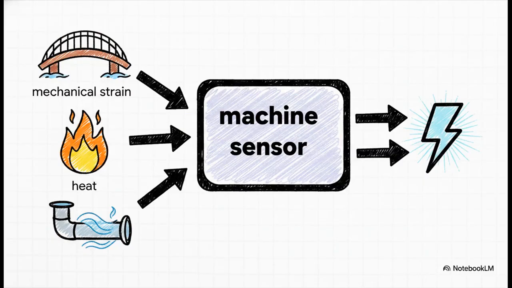They take a physical input, say the mechanical strain on a bridge, the intense heat of a furnace, or the pressure of a fluid, and convert it into a measurable electrical output, usually a voltage or a current. Without this fundamental conversion, industrial automation, robotics, and honestly even our everyday electronics simply wouldn't exist.